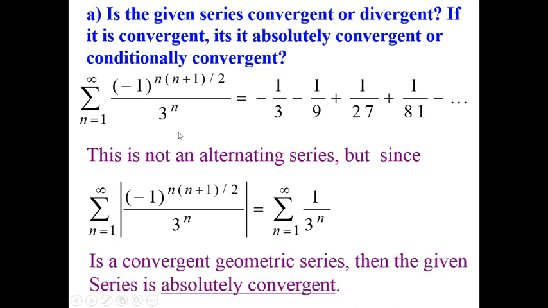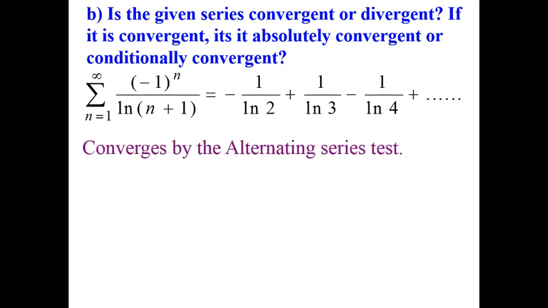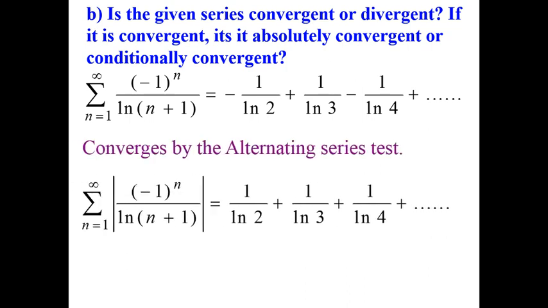Again, it's the comparison. So instead of taking all this, we just apply that 1 over 3 to the power of n for the comparison. So here's another example. Alternating. This one converges by the alternating series test. Again, the pattern is getting smaller and smaller, so it's a decreasing pattern.